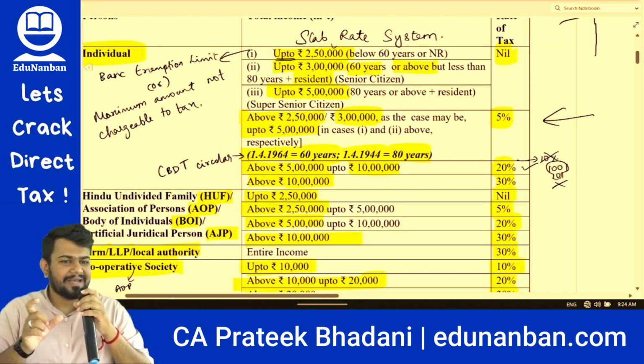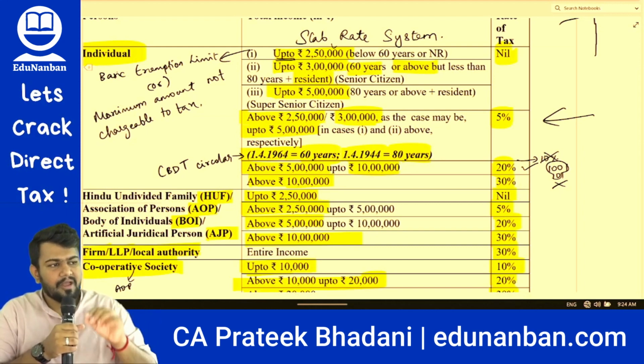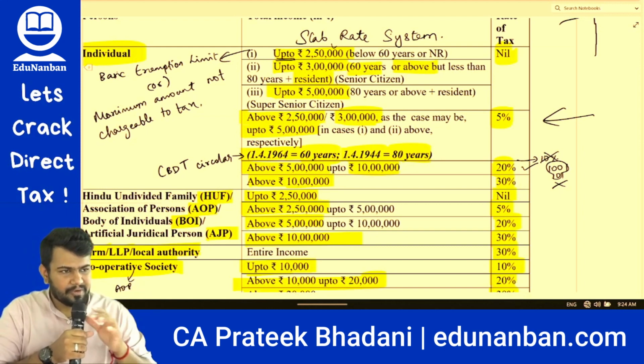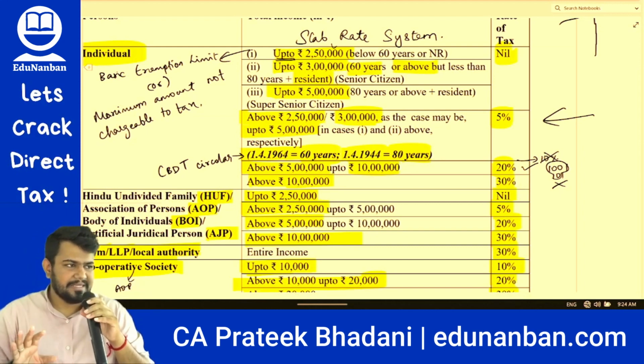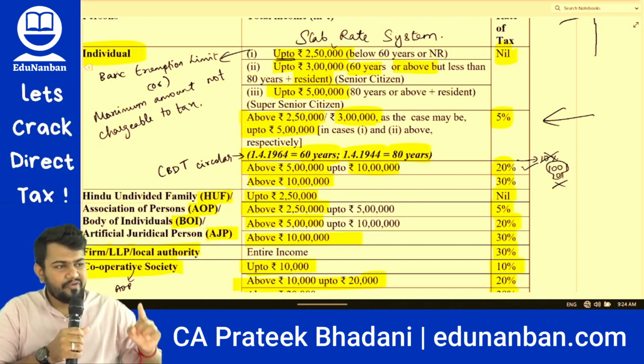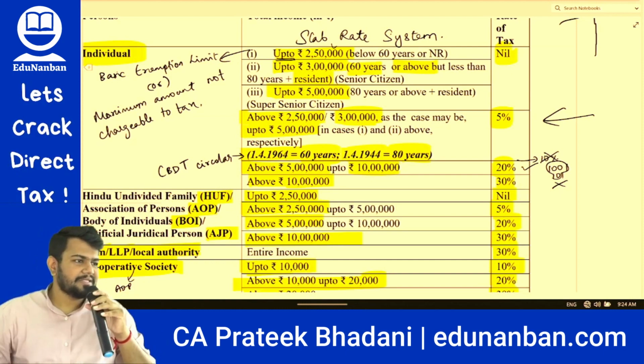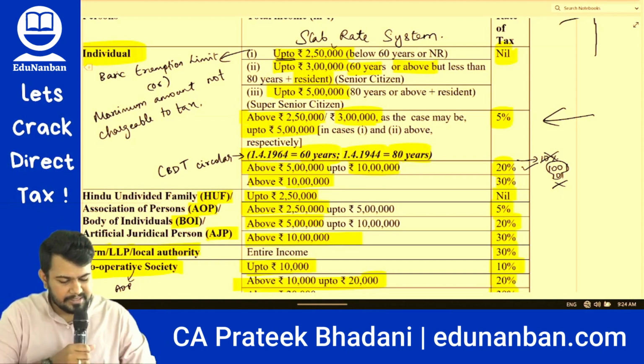And I gave you one clarification. If a person is born on or before 1/4/1964, they will be considered as senior citizen. If a person is born on or before 1/4/1944, they will be considered as super senior citizen.